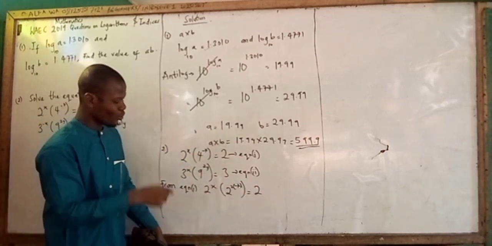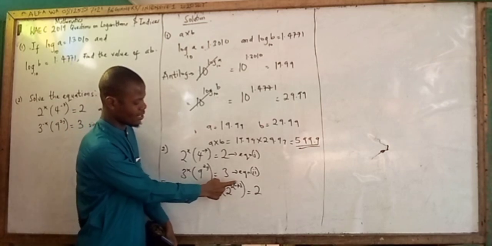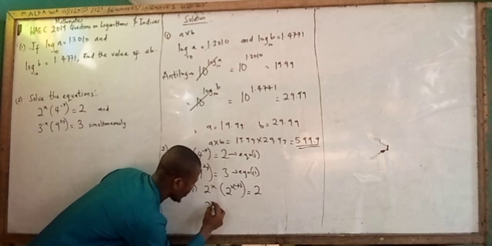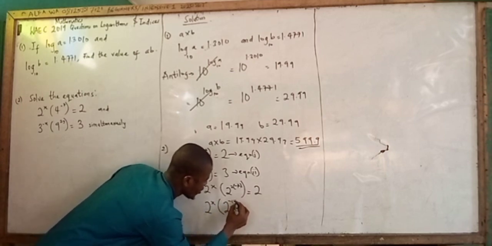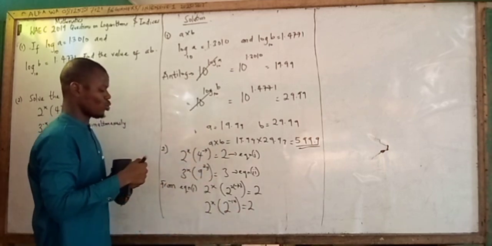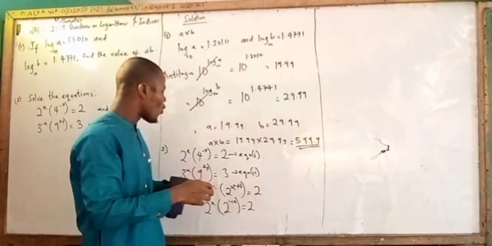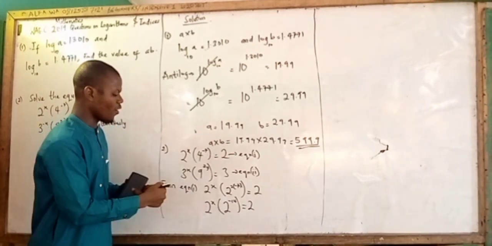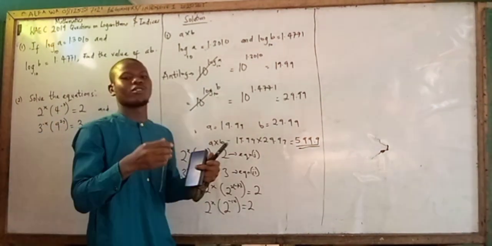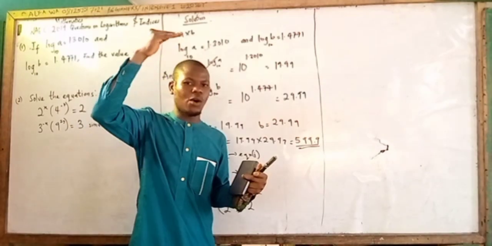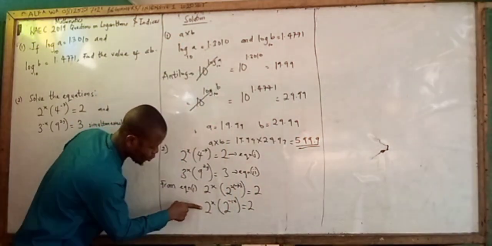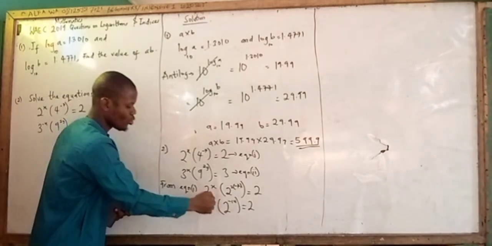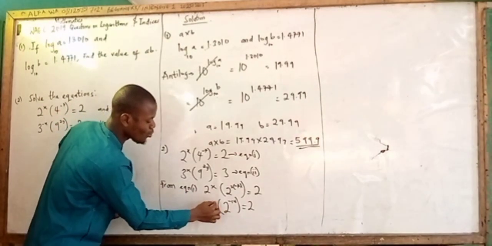So in this case, we can multiply these indices. 2 times minus 7 gives us minus 14. So we need to have 2 raised to the power x, into brackets, 2 raised to the power minus 14 equals 2. So from the law of indices, whenever we have two numbers of the same base and a multiplication sign between both of them, you take the base and add the powers. In this case, we have 2 raised to the power x and 2 to the power minus 14. They are the same base, so we take one of the bases and we add the powers.